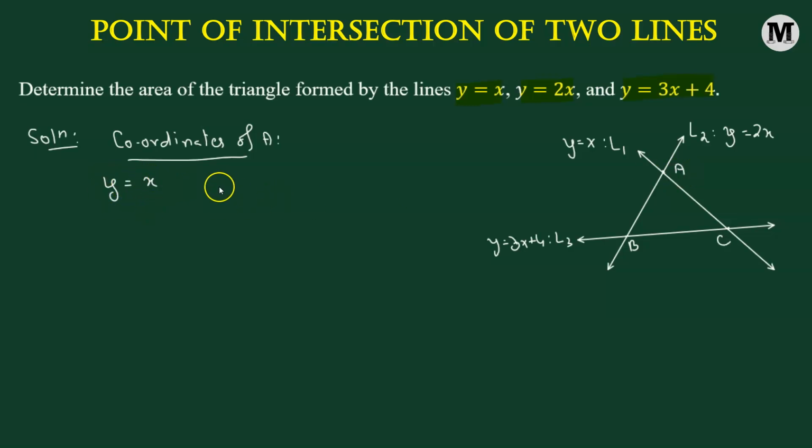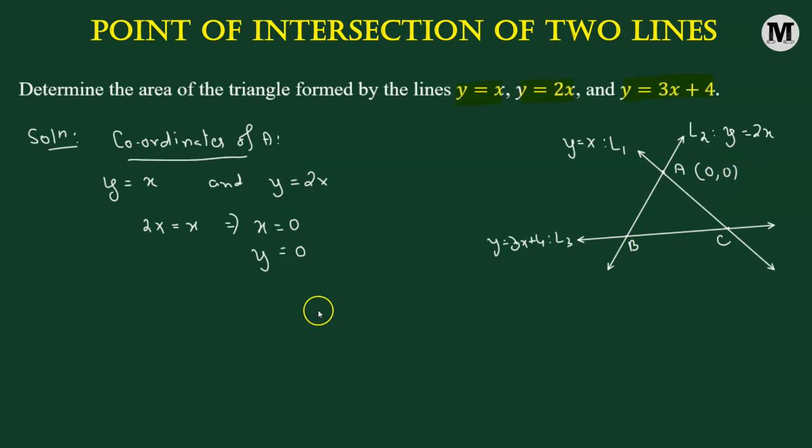We have y equals x, and we have the line L2 given by y equals 2x. So we can equate 2x equals x since the y's are equal, which implies x equals 0. Now we can put x equals 0 in either of the two equations, so we get the corresponding y value as 0. That means the coordinates of point A are 0, 0.